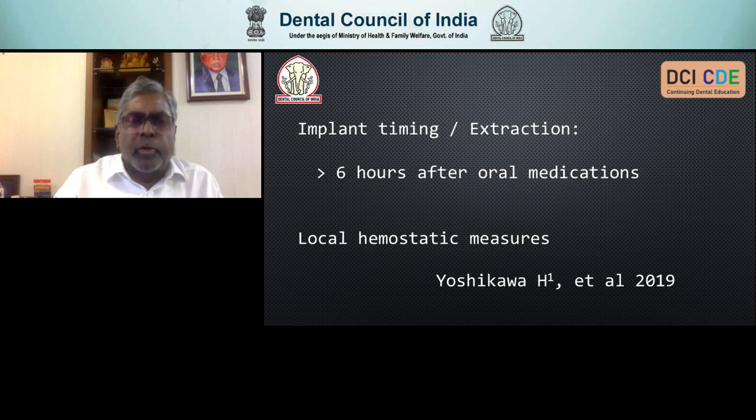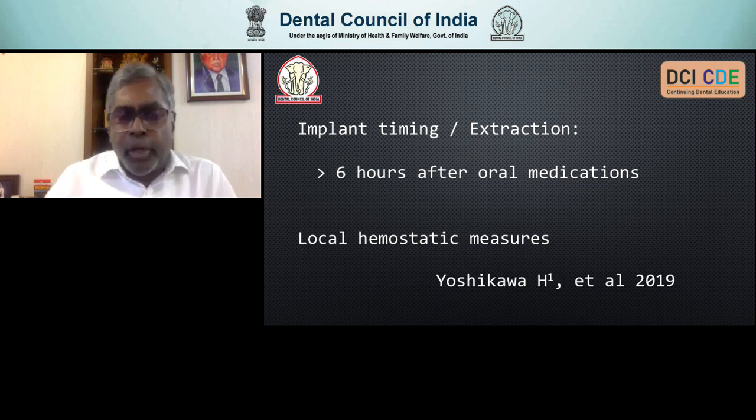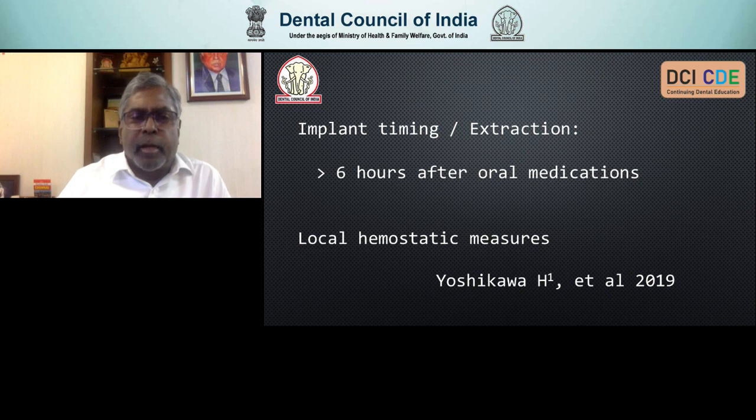Important thing is you do not stop any medication. All the antiplatelet medications that the patient is on should be continued as it is. You do not stop it. There's a very common misconception among a lot of practitioners. Only thing, as a precaution, you give at least 6 hours time after the oral medication before you do the procedure. This was a very interesting study that was published, this timing part of 6 hours after oral medication, by Yoshikawa in 2019.